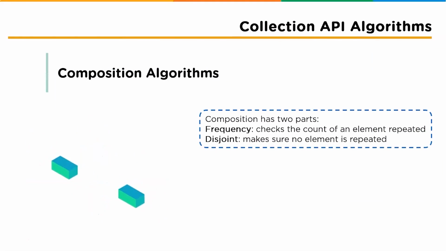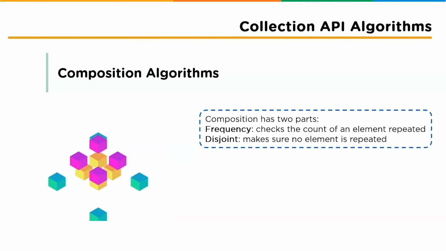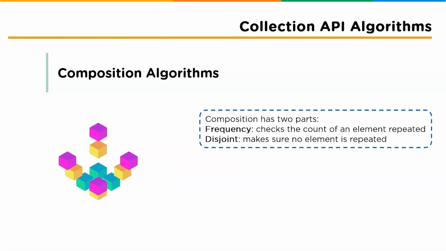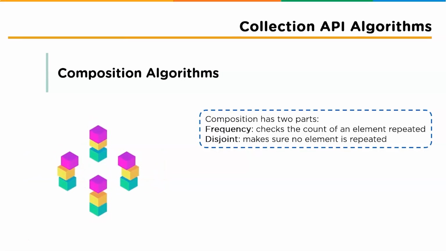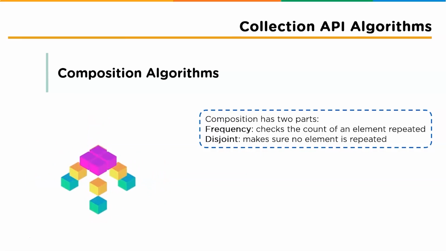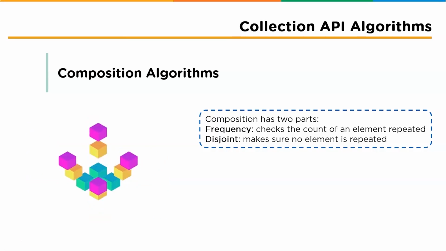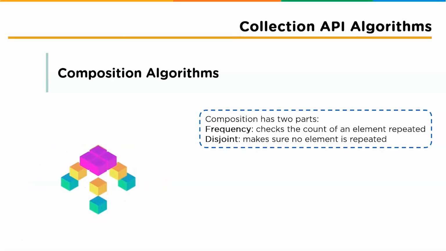Now let's move further and understand the next type of algorithm, which is the composition algorithm. The definition says the frequency and disjoint algorithms test some aspect of the composition of one or more collections. The frequency counts the number of times the specified element occurs in the specified collection. The disjoint determines whether two collections are disjoint, that is, whether they contain no element in common or not.